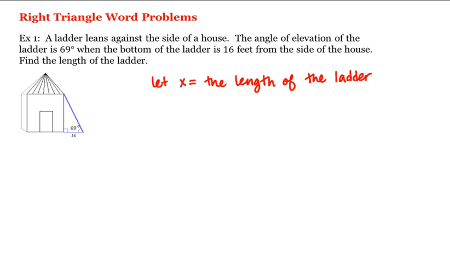So looking over here in our figure, this is x then. Now how are we going to solve for x? Well, we have a right triangle here. And 16 here is the side adjacent to the given angle, and x here is the hypotenuse.